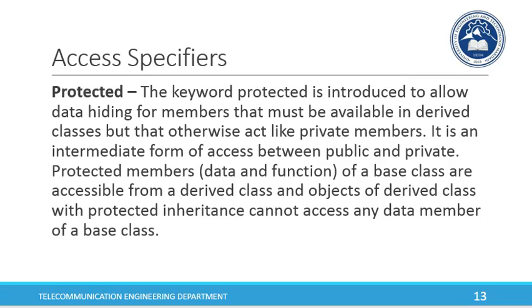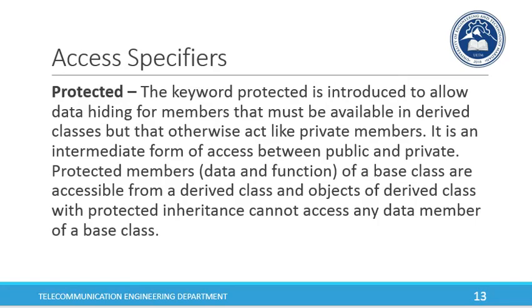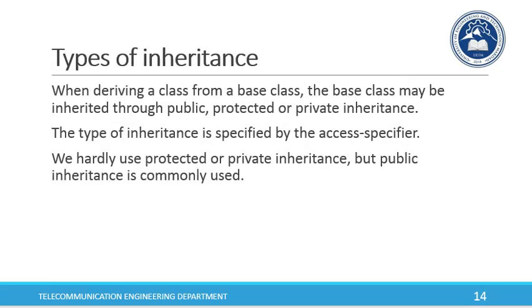The keyword protected is introduced to allow data hiding for members that must be available in derived classes, but that otherwise act like private members. It is an intermediate form of access between public and private. Protected members, that is, data and functions of a base class, are accessible from a derived class, and objects of a derived class with protected inheritance cannot access any data member of a base class. Now coming towards the types of inheritance.